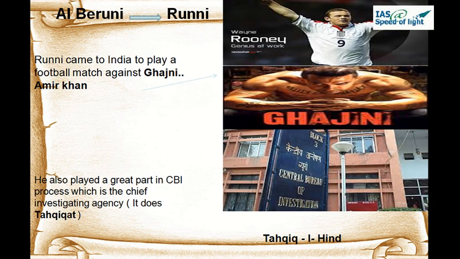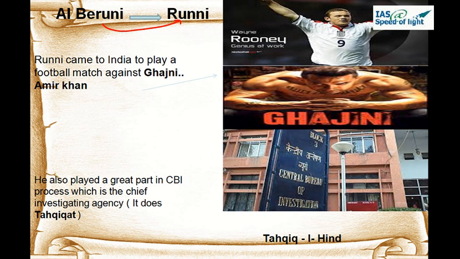We are starting with Al-Biruni. Now, Al-Biruni, if I say, we really don't know what Al-Biruni is or how Al-Biruni looks. So we change Al-Biruni to Runi. Al-Biruni to Runi. They rhyme. Biruni, Runi. And Rooney is a famous football player from England. So our picture for Al-Biruni is going to be Rooney.